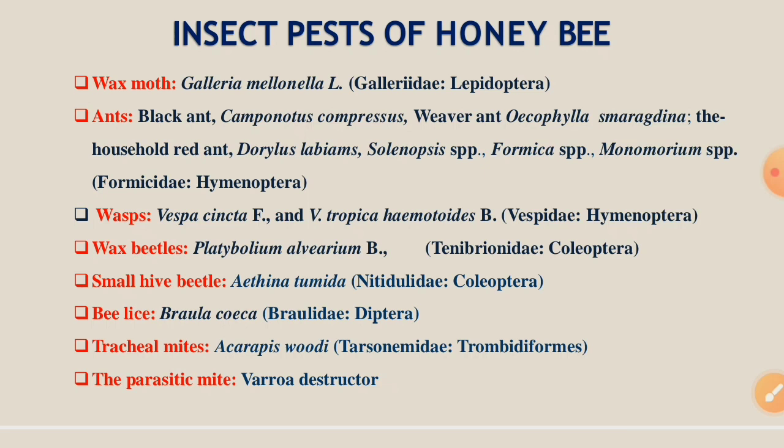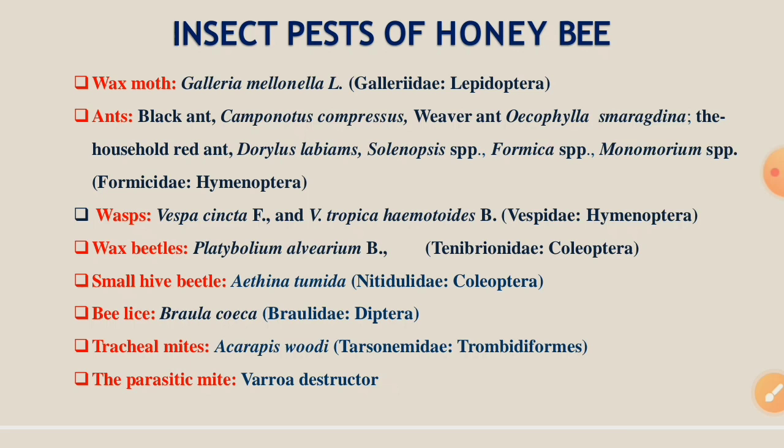Ants: black ant, Camponotus compressus; weaver ant, Oecophylla smaragdina; the household red ant, Dorylus, Solenopsis species, Formica species, Monomorium species, from the family Formicidae, order Hymenoptera. Wasp, Vespa cincta and Vespa tropica, family Vespidae, order Hymenoptera. Wax beetle, Platybolium alvearium, family Tenebrionidae, order Coleoptera.